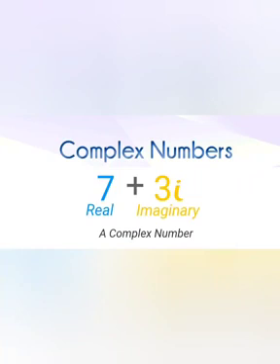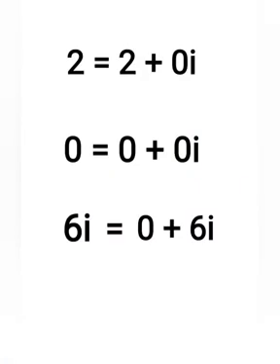Let us take a few more examples. We have 2. 2 is a complex number because we can write 2 as 2 plus 0 iota. Also 0 is a complex number because we can write 0 as 0 plus 0 iota. 6 iota is a complex number. We can write it as 0 plus 6 iota. All these three numbers, 2, 0 and 6 iota, are complex numbers, where 0 and 2 are purely real and 6 iota is purely imaginary.